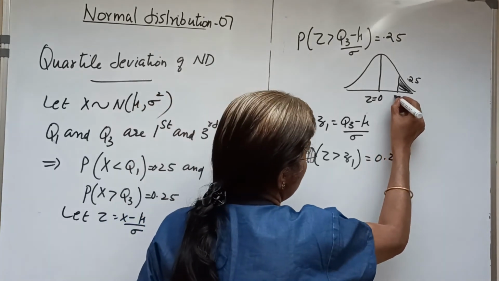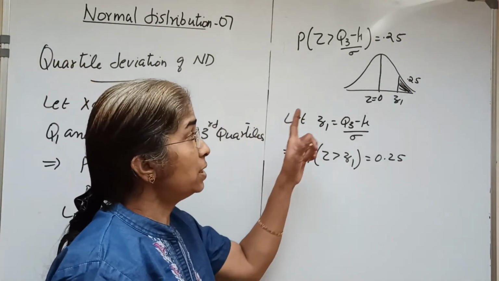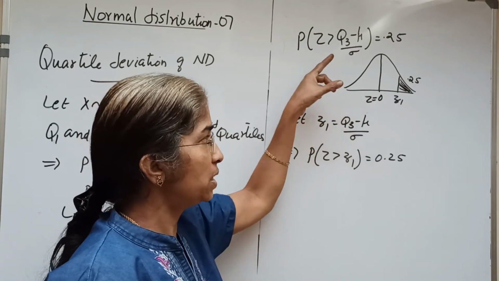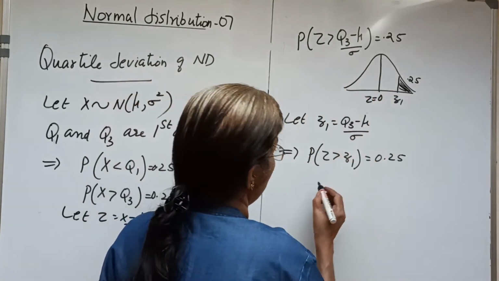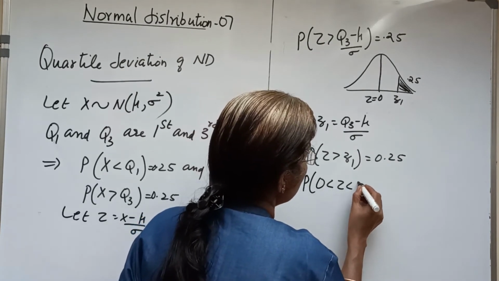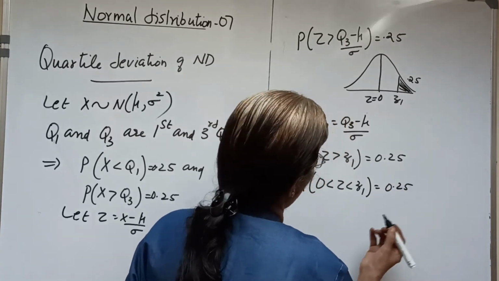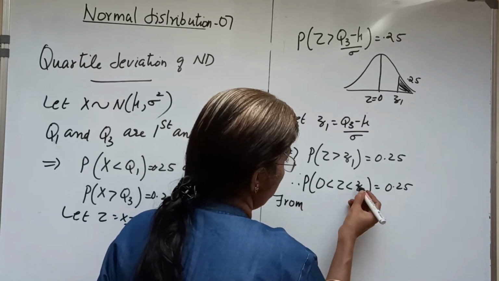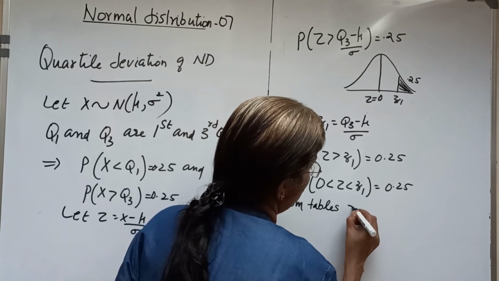Probability Z greater than z1 equal to 0.25. And we have the area in standard normal tables from 0 to any z, and we want this area. Therefore, probability 0 less than z less than z1 equal to 0.25. From tables, we search for z1, and we will get the value of z1.